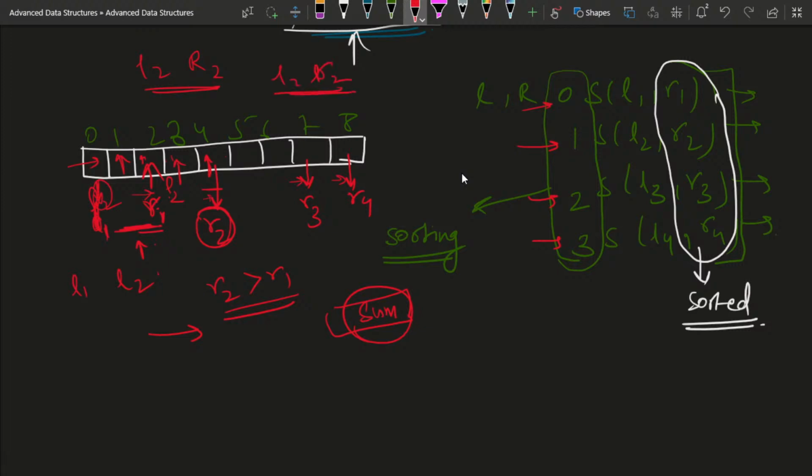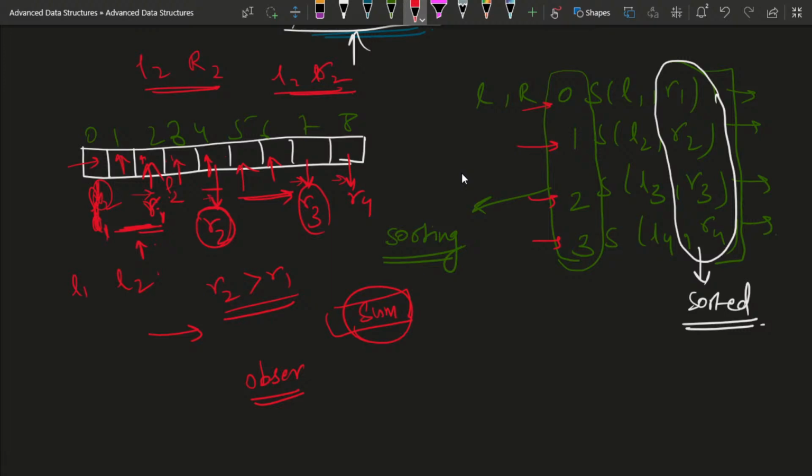Now suppose from here we have to move to R3. Definitely we have to increase the sum, and we will be moving to this R3 point. So if you observe this, now what is happening?